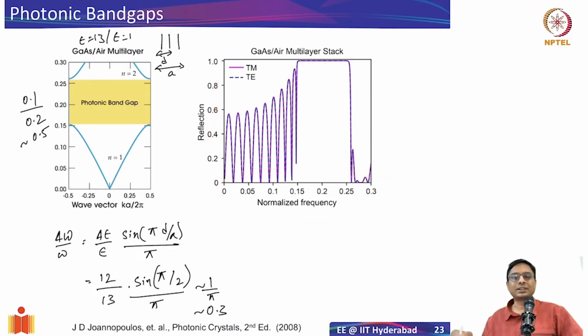I have taken the constants, the lattice constant and the wavelength and so on, such that I get this normalized frequency. In fact, I'll put this code on GitHub, and I'll also give you a brief demo so that you know how to use it. Essentially, for the normalized frequency between 0.15 and roughly 0.25, you see the reflection is very high. The reason is that when you take a stack like this, the band gap is roughly from 0.15 to 0.25.